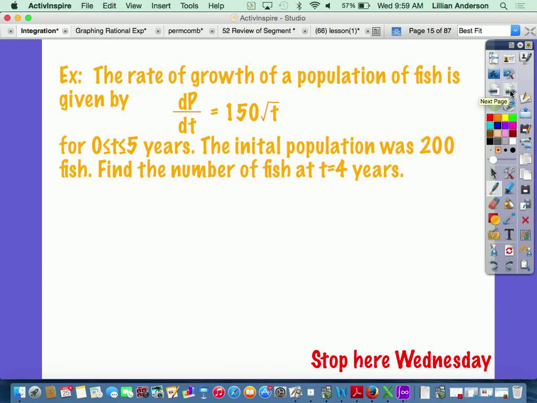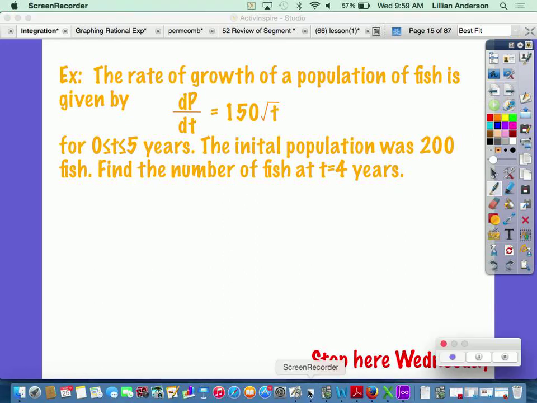This one says the rate of growth of a population of fish is given by that. I will hold off so you guys have a chance to write it. So it says the rate of growth of a population of fish is given by dp over dt equals 150 square root of t for 0 less than t less than 5 years. The initial population is 200 fish. Find the number of fish at t equals 4 years.